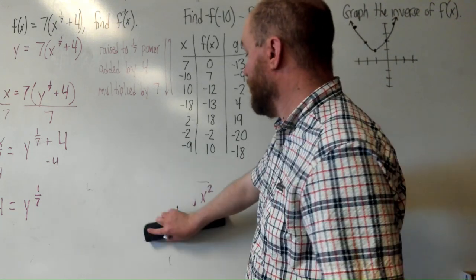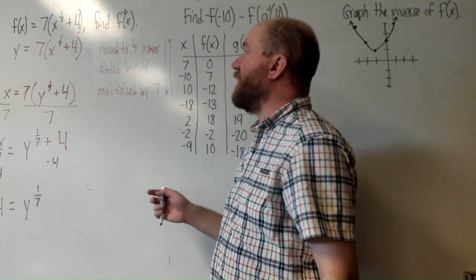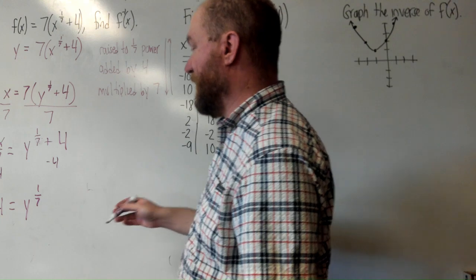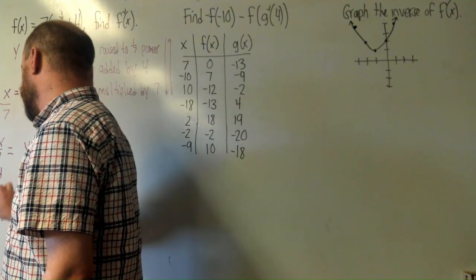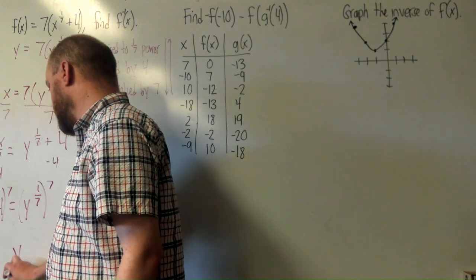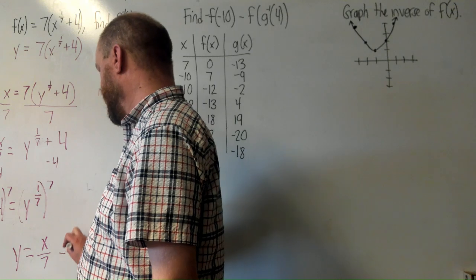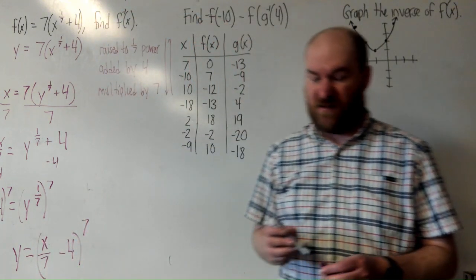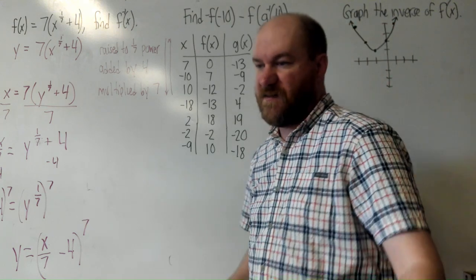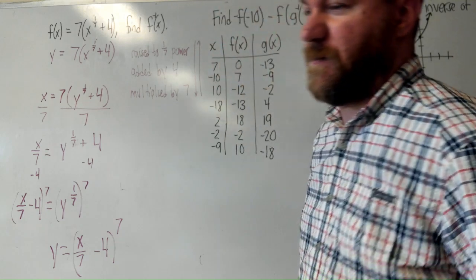So in this question, we are raising it to the 1/7 power. The opposite of that is raising it to the 7th power. We're going to raise this whole thing to the 7th power. So that means our answer is y equals x over 7 minus 4, to the 7th power. That's the answer to that question. Sorry you couldn't see some of that work, all right? Didn't miss too much.